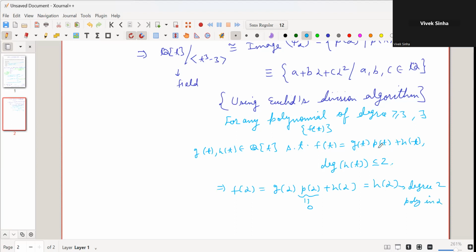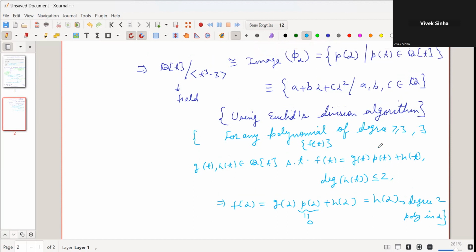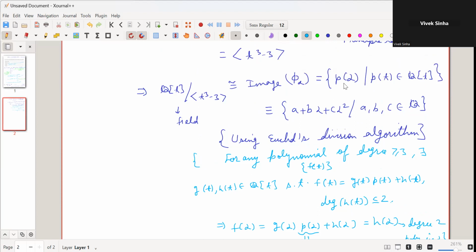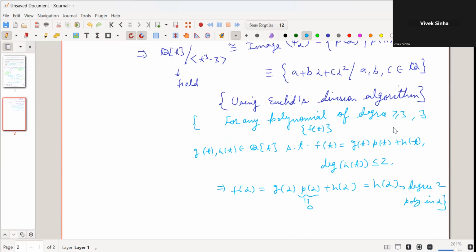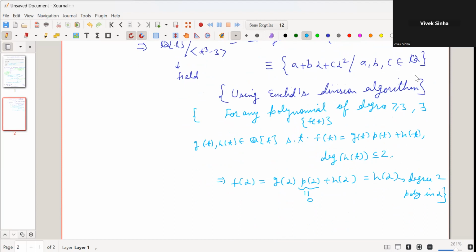So any element of this field, this image of phi alpha, is of the form a plus b alpha plus c alpha square, right? Okay. So this is the description of Q[t] modulo t cube minus 3: elements a plus b alpha plus c alpha square, where a, b, c are in Q.